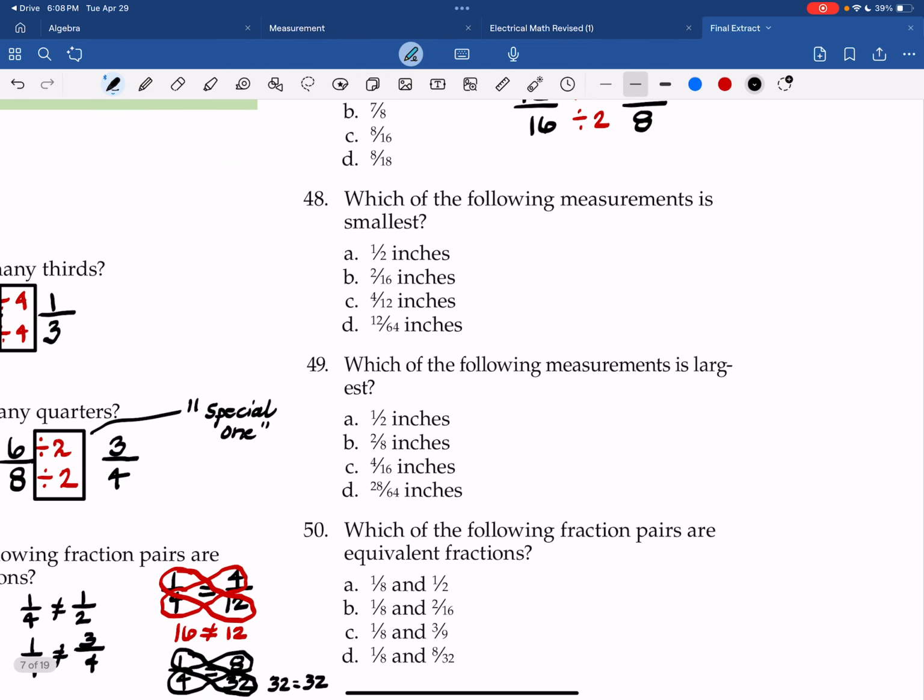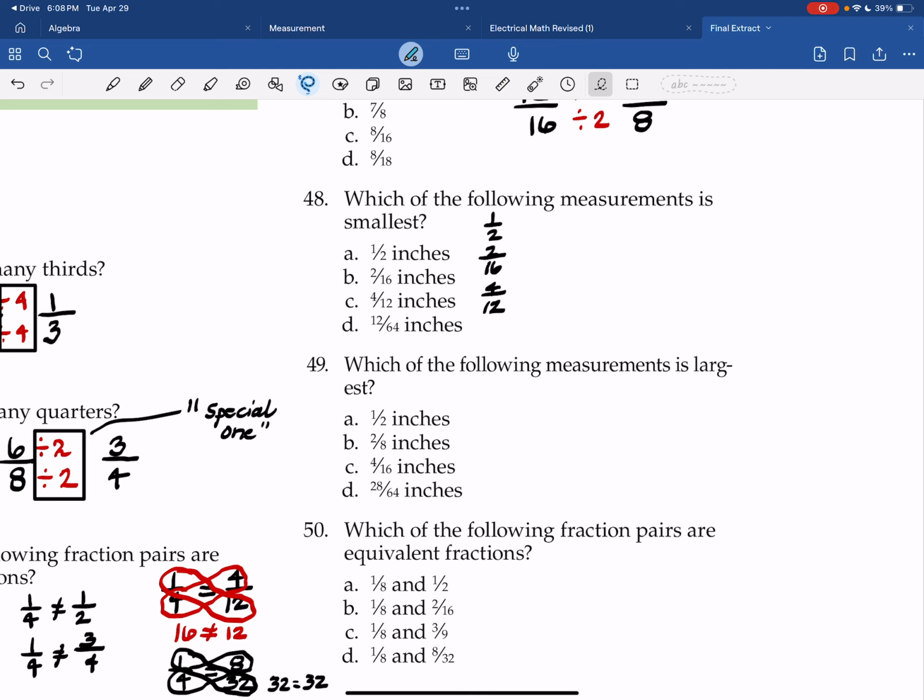Which of the following measurements is smallest? So we have a half. I'm going to put that right here. We have 2/16. We have 4/12. And we have 12/64.